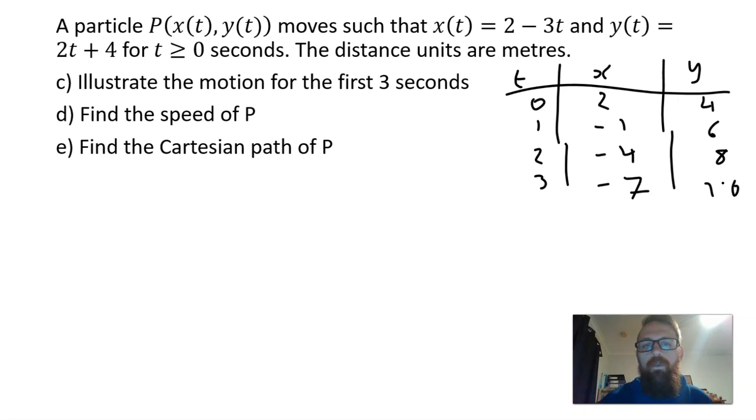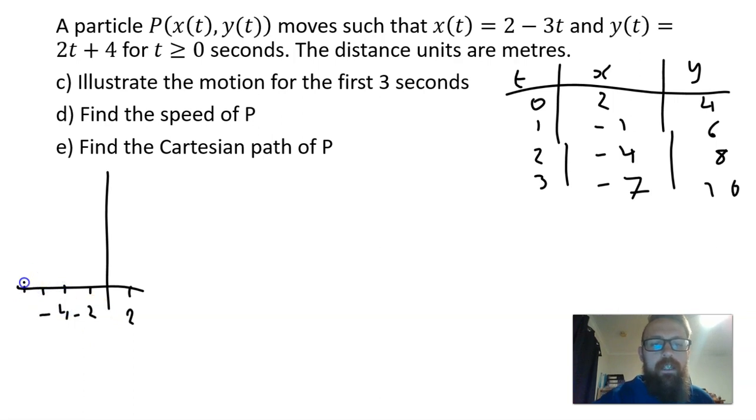Okay. So let's draw this axis. That's going to be 2, -2, -4, -6, -8. And we're going to go 2, 4, 6, 8, 10. Obviously, this looks better if you've got a ruler. So put the points on there. The first point is (2, 4), so (2, 4) right here. Next point is going to be (-1, 6), so about here. And we're going to get (-4, 8), and (-7, 10).